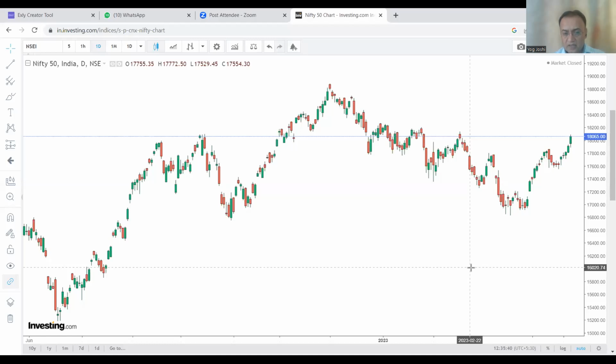Is anybody able to see the chart? Please reply in the chat box.